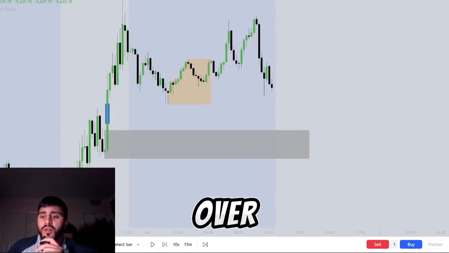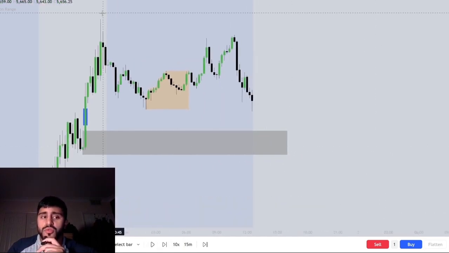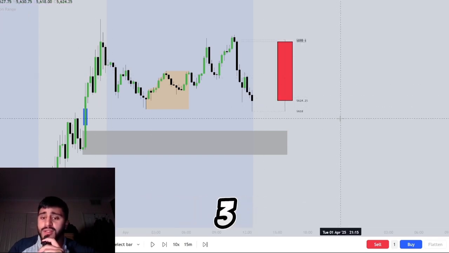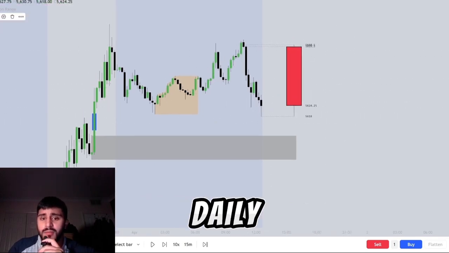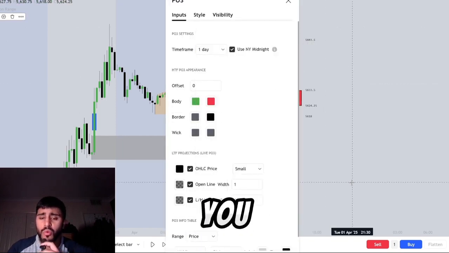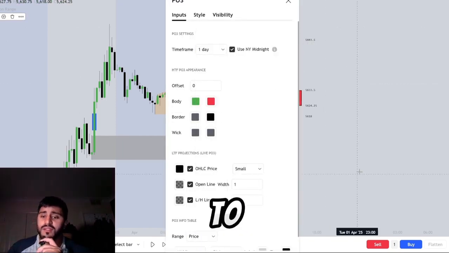So now we're going to be going over a two-phase manipulation. Two-phase manipulation with the power of 3. I use the daily power of 3 to start things off. So this is the daily power of 3. In fact, pardon that, sorry, that's the 4-hour power of 3. You always want to use the daily power of 3 to understand where you are.